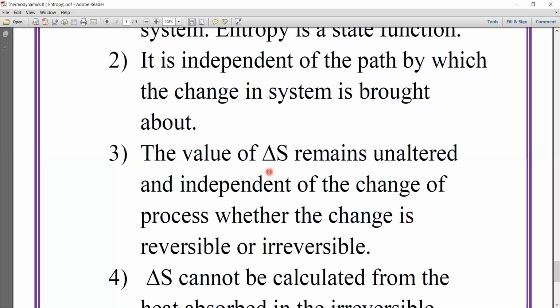Third characteristic of entropy: the value of delta S, that is the change in entropy, remains unaltered. Unaltered means change नहीं होती. That is, it is independent of the change of process, whether the change is reversible or irreversible. The value of delta S remains unaltered, it does not change, whether the change is reversible or irreversible.